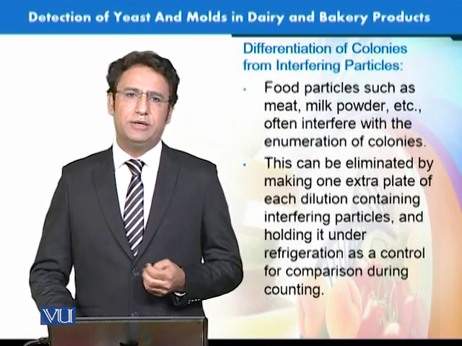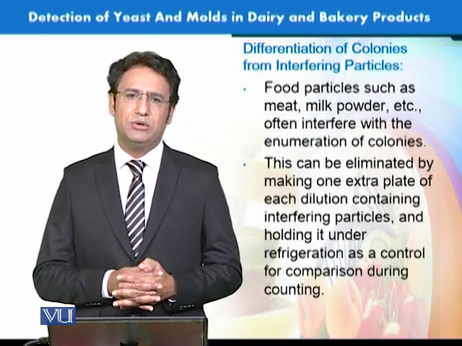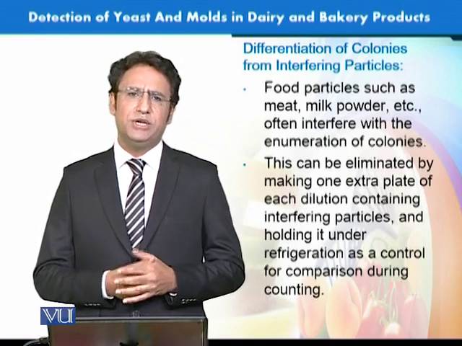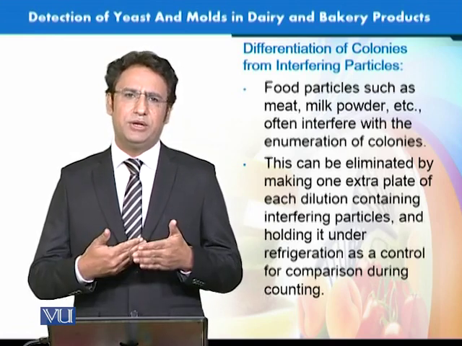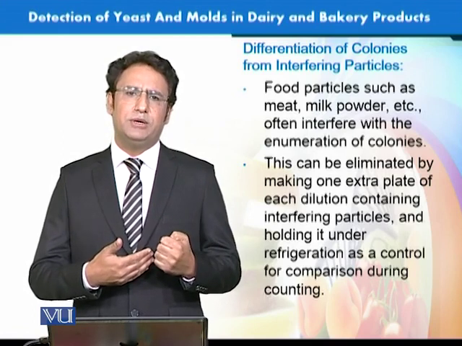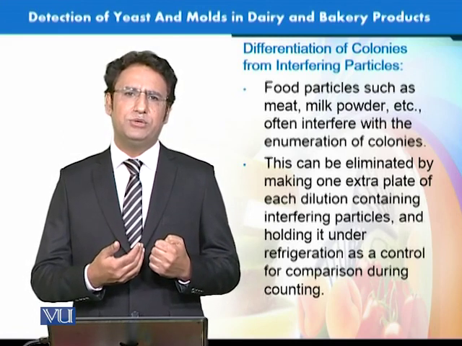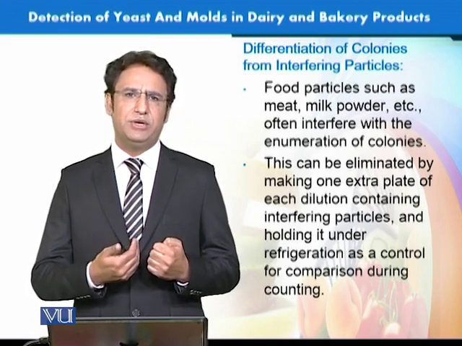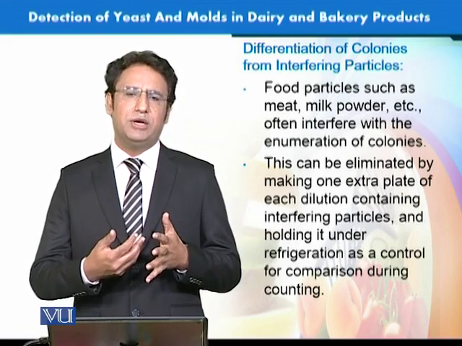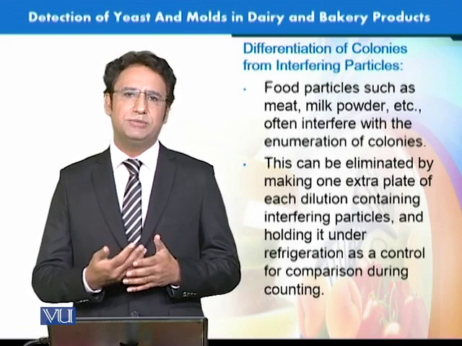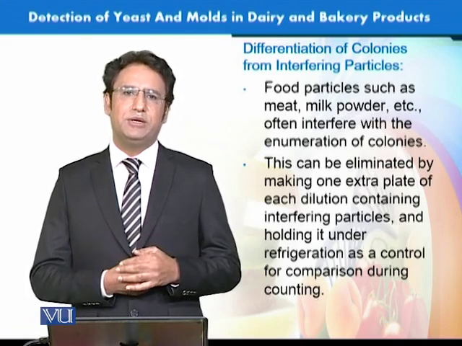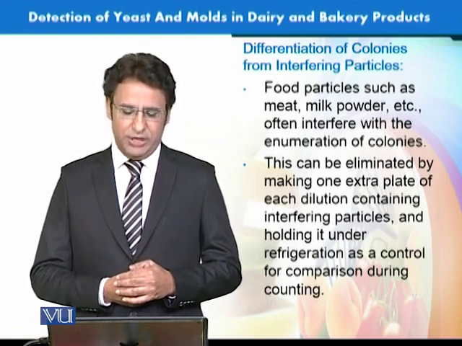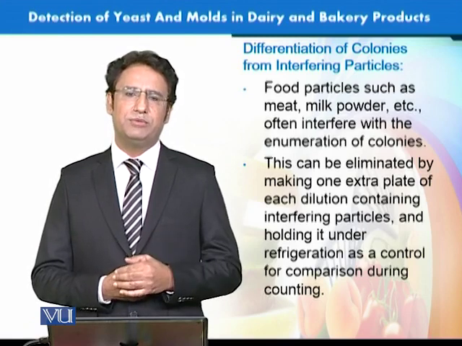Food articles, for example milk powders and meat or other particles, can interfere with measurement of these colonies. So in order to do the dilution, we prepare extra plates or extra tubes that are diluted to counter the effect of these particles, because they might interfere and our colony counting may be erroneous. That's why we have to take extra steps, and extra tubes have to be processed in a similar fashion to avoid the effect of the food particles, so that we can have the proper number of colonies counted.